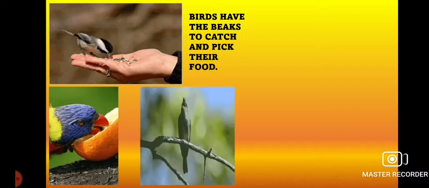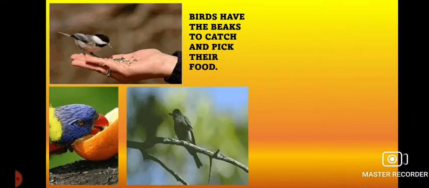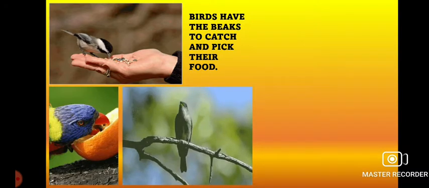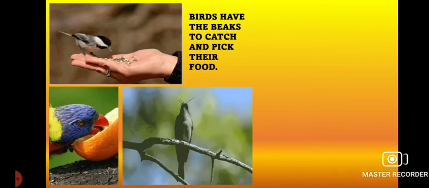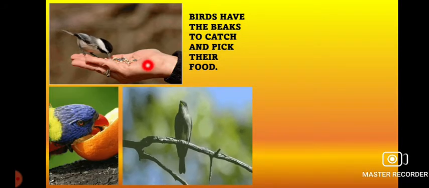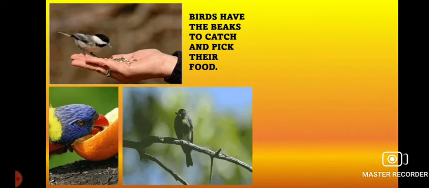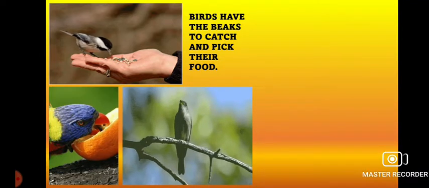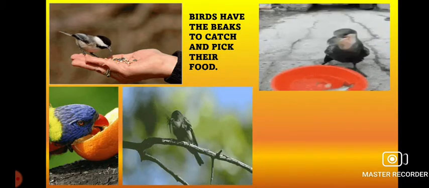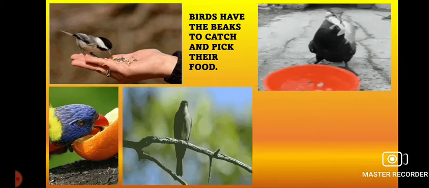In this context we can give some examples, like the birds who take only seeds, that is the sparrow. They have a short and strong beak. If you can see, they have a short and strong beak. Why this type of beak? Because this type of beak is there to crush the seed, because they only survive on seed.